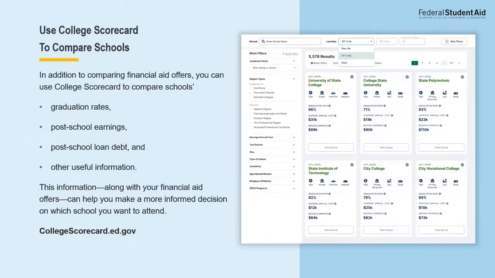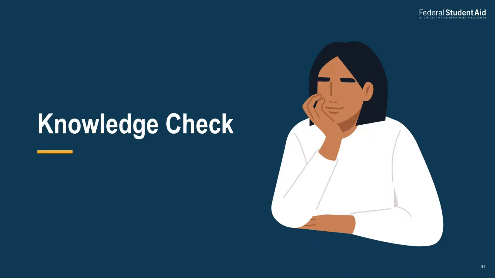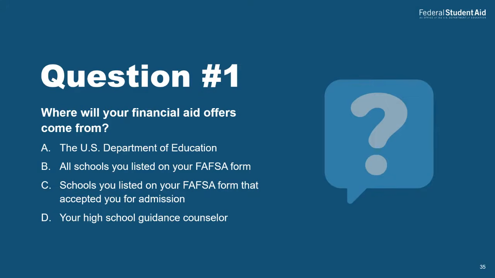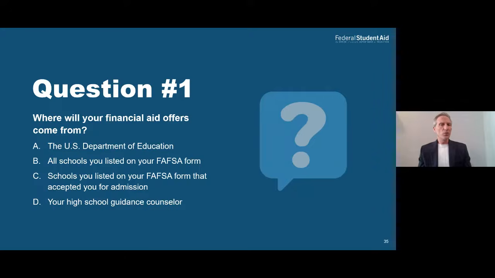After all, this is going to be one of your biggest decisions you ever make in your life. Now, let's do a final knowledge check before we move on. Question number 1. Where will your financial aid offers come from? Is it A, the U.S. Department of Education, B, all schools you listed on your FAFSA form, C, schools you listed on your FAFSA form that accepted you for admission, or D, your high school guidance counselor? Take a few seconds to think about the answer.